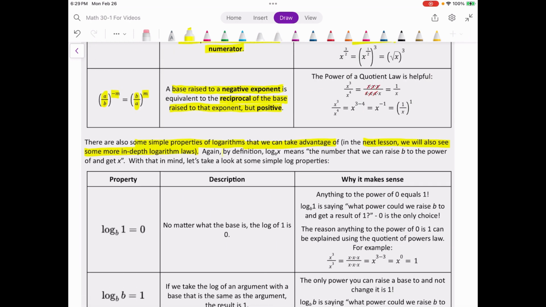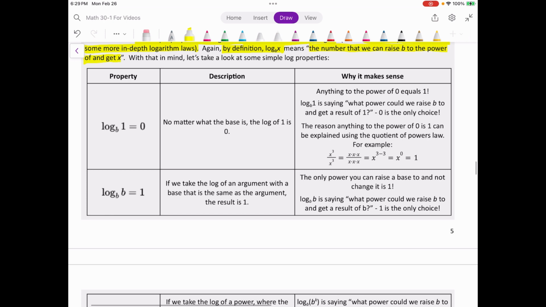Again, don't forget, by definition, log base b of x just means the number that we can raise b to the power of and get a result of x. So with that in mind, let's take a look at some simple log properties. The first one here is just when we have an argument of 1.